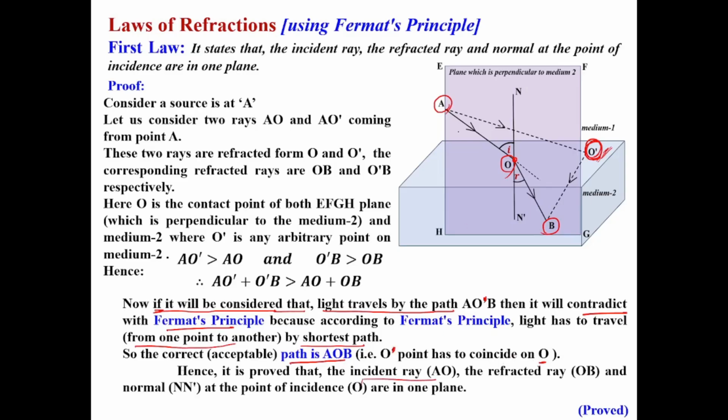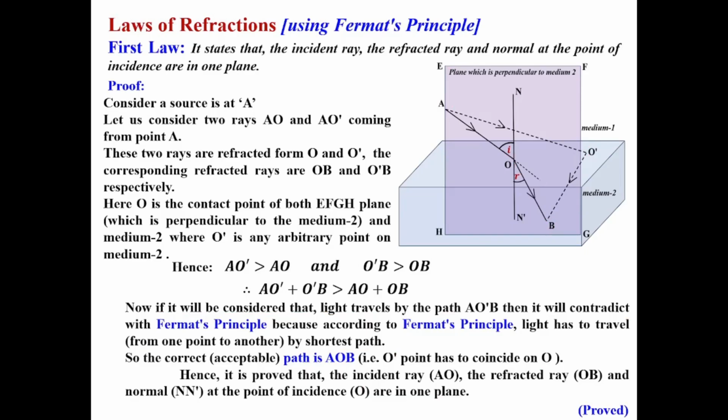The incident ray AO, the refracted ray OB, and the normal N dash at the point of incidence O are in one plane. One plane means they are in the plane EFGH. Hence it has been proved. Okay.